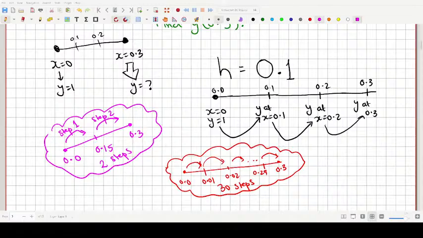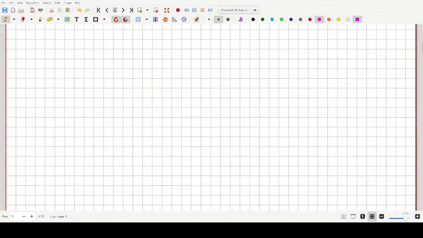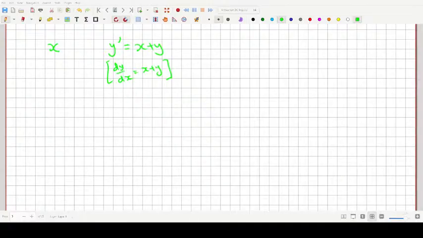So, let us assume that in our case, we take h equal to 0.1. Now, let us draw a table and format the data in a tabular format. The first column would be x. The second column would be the value of y dash. The value of y dash is x plus y.